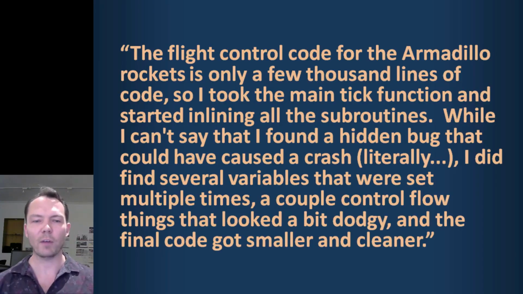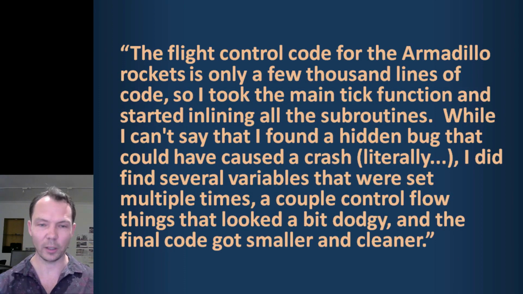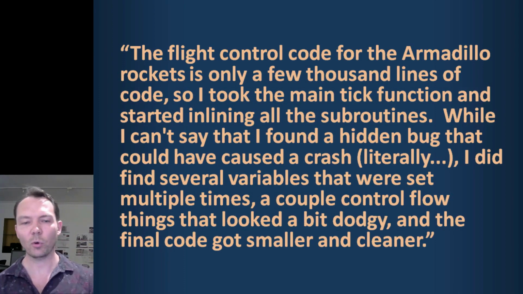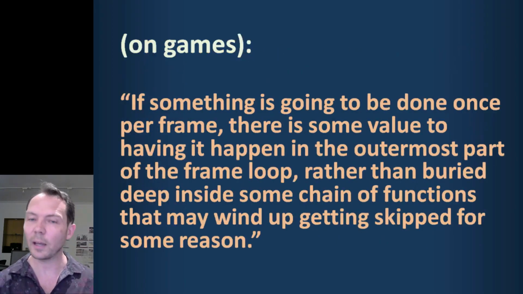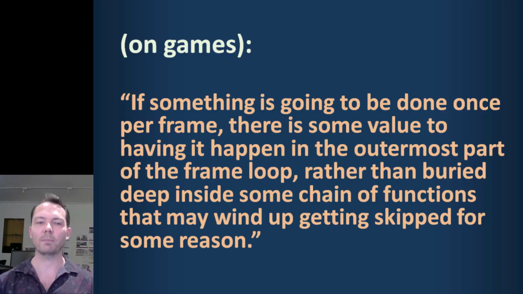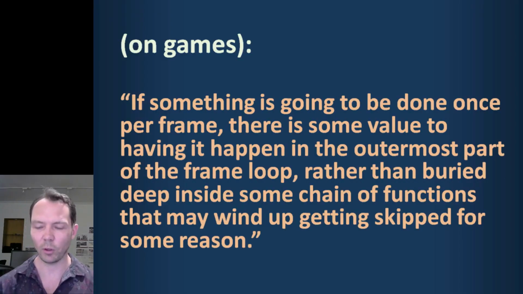While I can't say that I found a hidden bug that would have caused a crash, literally, I did find several variables that were set multiple times, a couple control flow things that looked a bit dodgy, and the final code got smaller and cleaner, right? So then later in the email, he's talking about larger games like Rage, which was his project at the time. And he says, if something is going to be done once per frame, there is some value to having it happen in the outermost part of the frame loop, rather than buried deep inside some chain of functions that may wind up getting skipped for some reason.